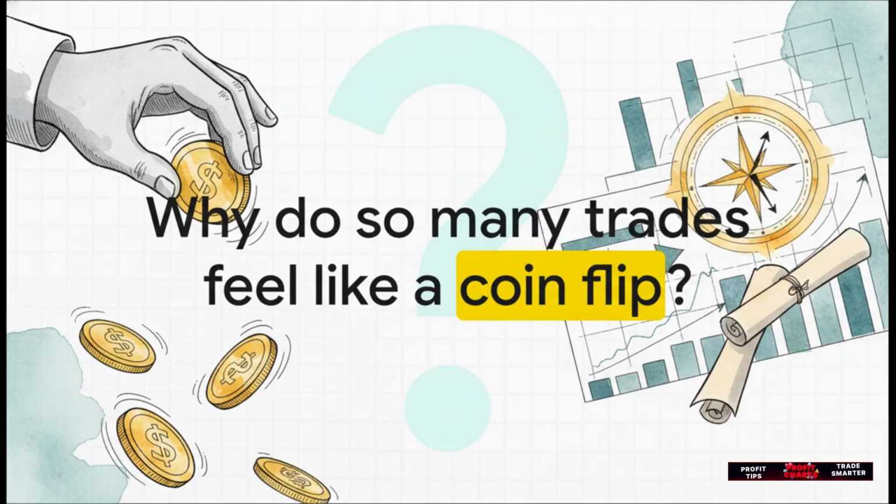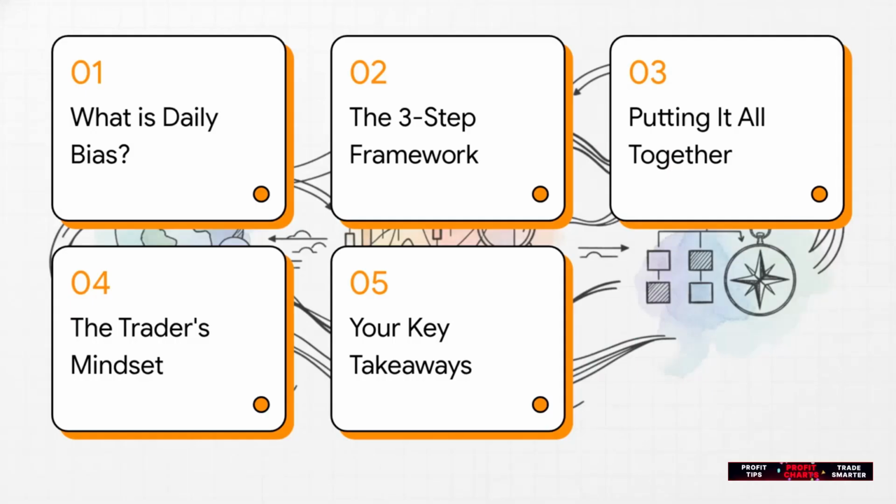Now, this isn't about pulling out a crystal ball. It's about building a solid game plan for the day based on what the market has already shown us. It's about having a plan. And in this explainer, that's exactly what we're going to do. We're going to break down how to build that plan. We'll start with what daily bias even is, then walk through a super simple 3-step framework to find it. After that, we'll apply it to some real trades, talk about the crucial mindset you need, and then wrap it all up with the key takeaways.